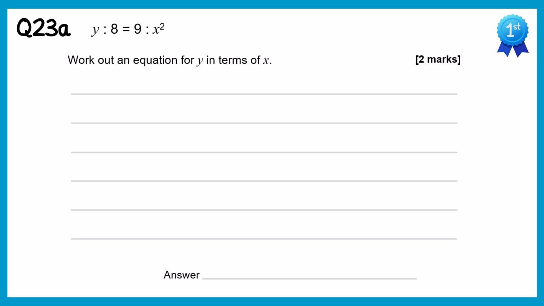In this question, we need to work out an equation for y in terms of x. We can see we've got this ratio above. When things are written in a ratio like this, you can just divide the parts on each side and form an equation. So on the left-hand side, we've got y to 8 in a ratio, so if we do y divided by 8, this will be equal to the right side divided, so 9 divided by x squared.